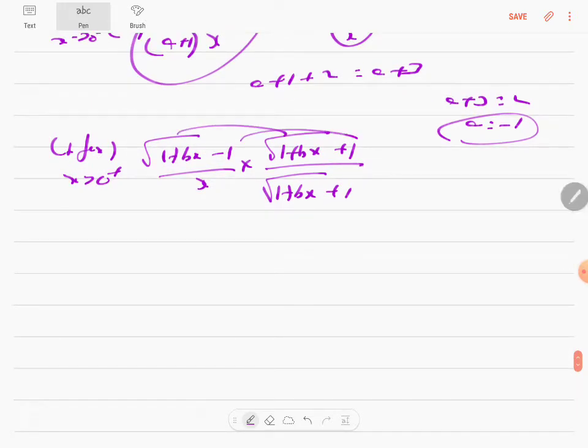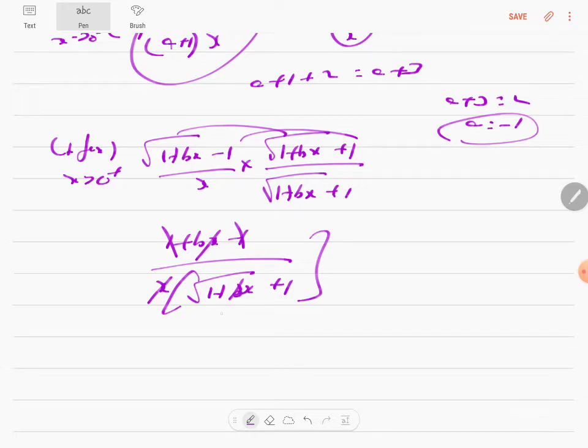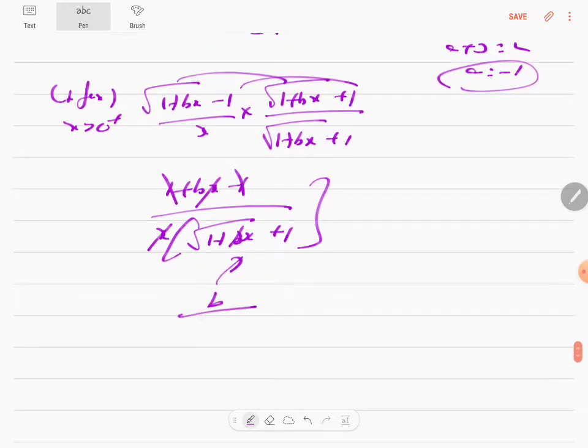So it's a square minus b square: 1 plus bx minus 1. The 1 and 1 get cancelled, the x and x also get cancelled. You have b by root of 1 plus bx plus 1, correct? Now x can be substituted as 0. So it's b by 2. This is your answer for the right limit.